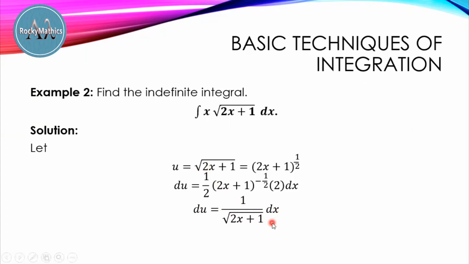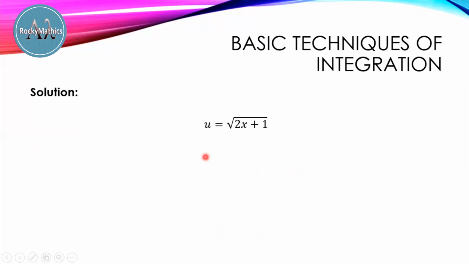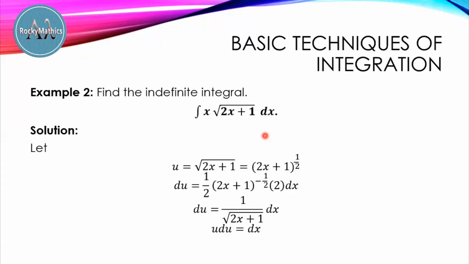Now, by manipulation, we come up with u du is equal to dx, because this is our u, right? So u multiplied to du, we have u du, which is equal to dx. So we have to take note that this dx here is just equal to u du. Okay? So moving on, we go back to our u, which is equal to the square root of 2x plus 1. Now, we have our u and we have our dx.